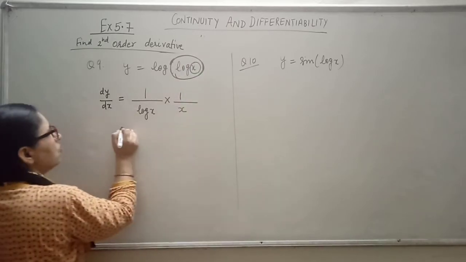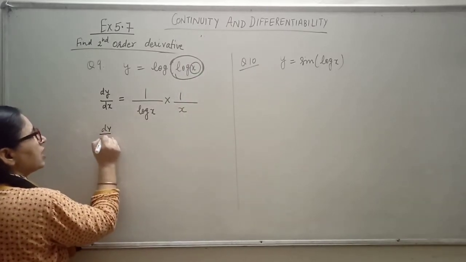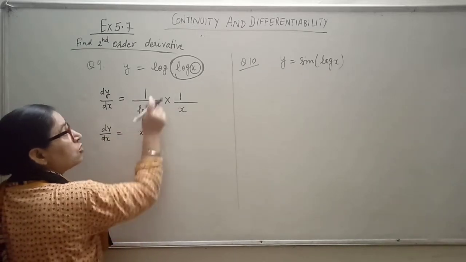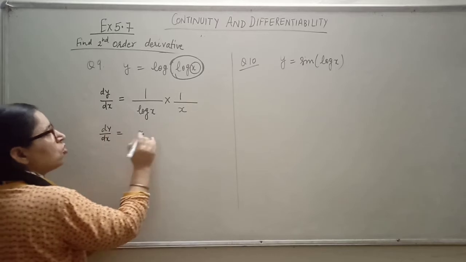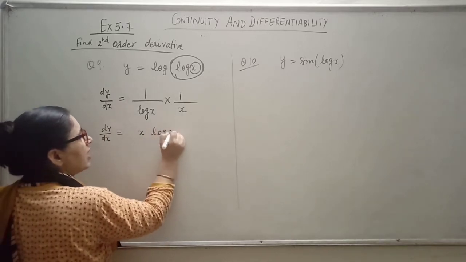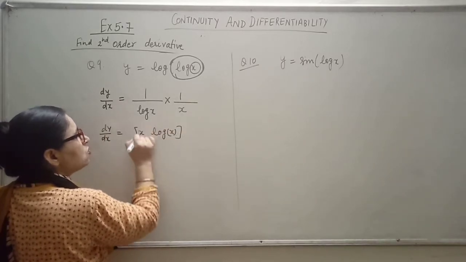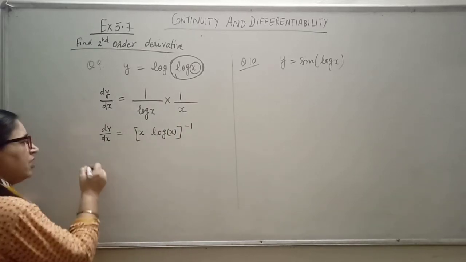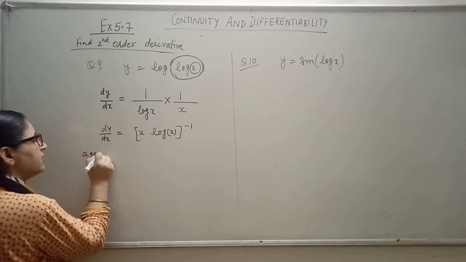So it is 1 upon x log x, what do you have in dy by dx? This is 1 upon x log x. So I can write, because here in the numerator it is constant, I can write it as x log x raised to power minus 1. Now I have to take the second order derivative. So again differentiating it with respect to x.